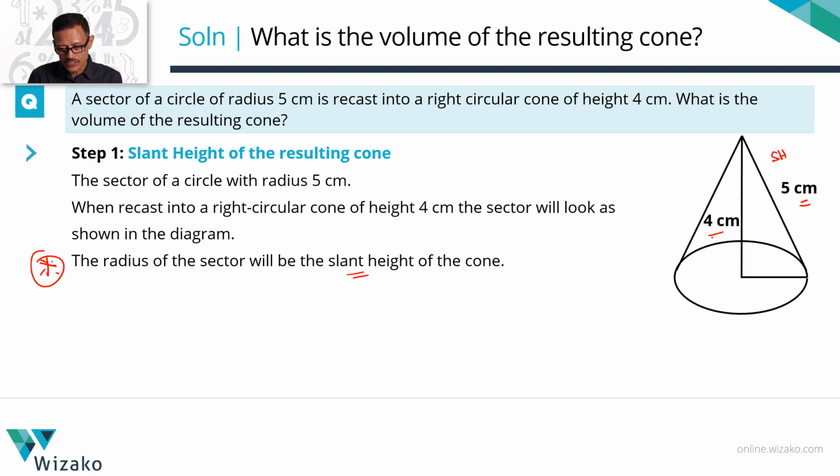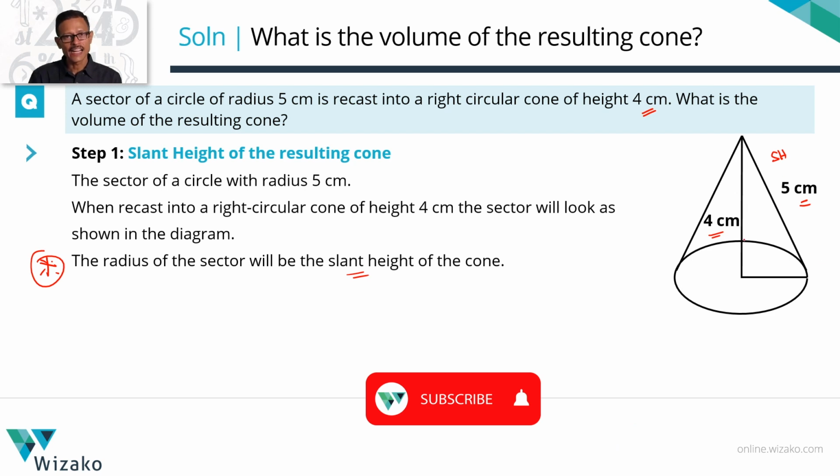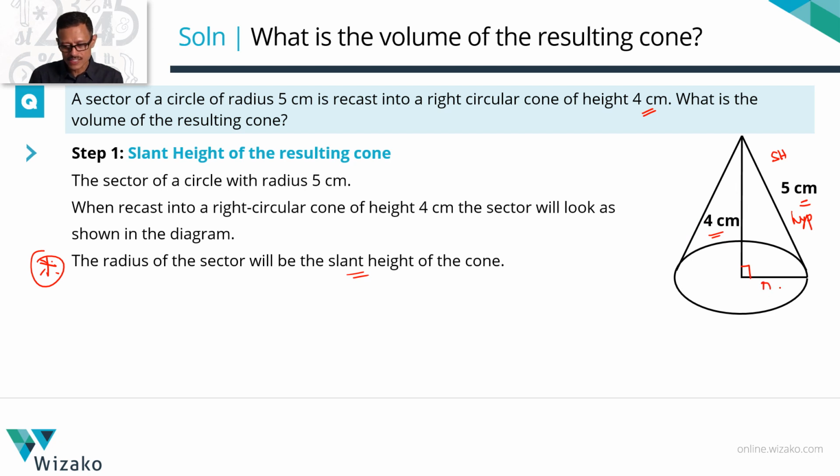The height of the cone is mentioned in the question to be equal to 4 centimeters. The slant height, the height of the cone, and the radius will form a right angle triangle. Now we know the measures of two of these sides. The slant height is actually the hypotenuse. One of the perpendicular sides is the height. The other perpendicular side is the radius. So step 1, let's compute the radius of this right circular cone.